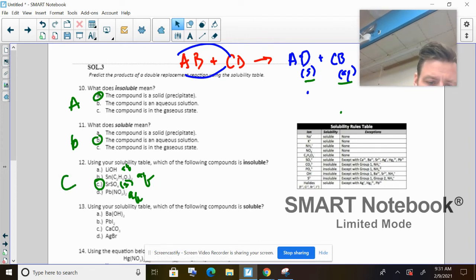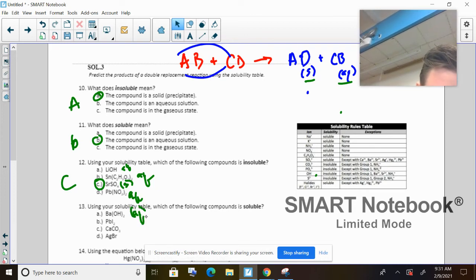Which one is soluble? OH is insoluble except with group 1, barium. So that one makes it AQ. Let's look at I. Halides are soluble except when it's with Ag, Hg, Pb. Well, that one is soluble, AQ, because it's not an exception.